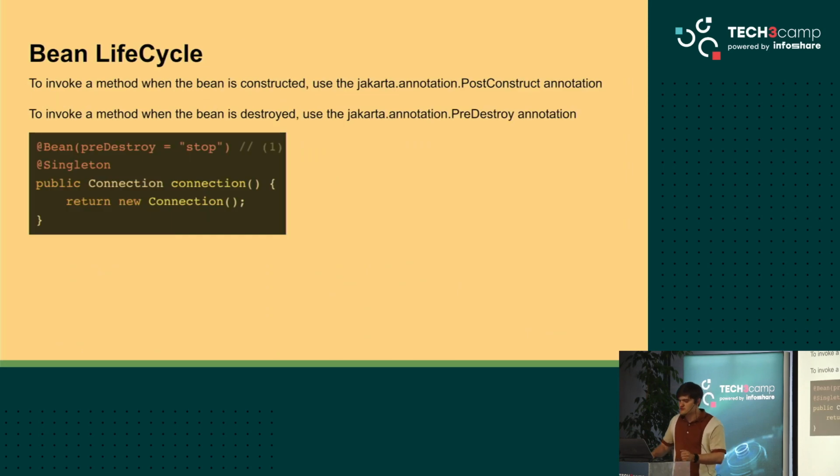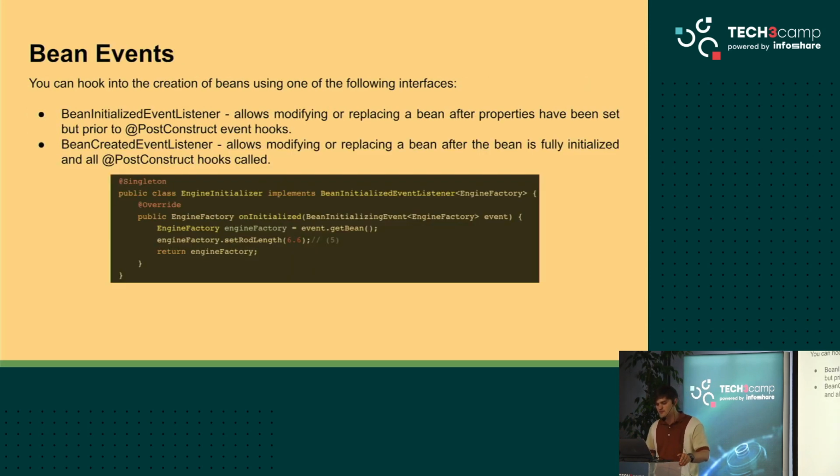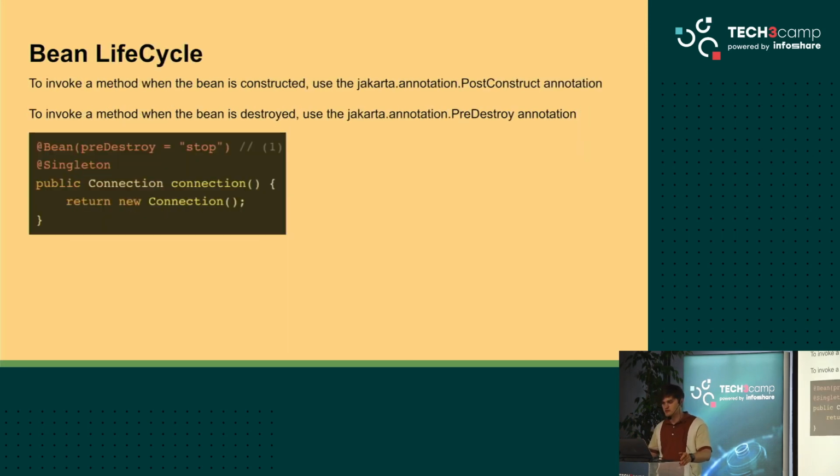Yeah, bean life cycles, the same. Here, nothing new. We have post construct, pre-destroy, everything the same. We don't need to provide anything. Only, of course, I have to mention you're not able to call it on the primitives, of course. Yeah. Who would do that?